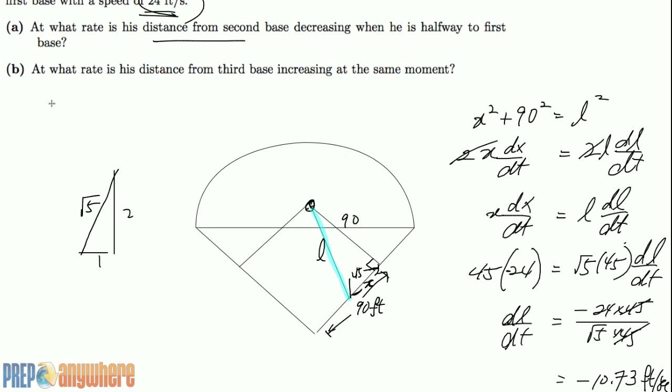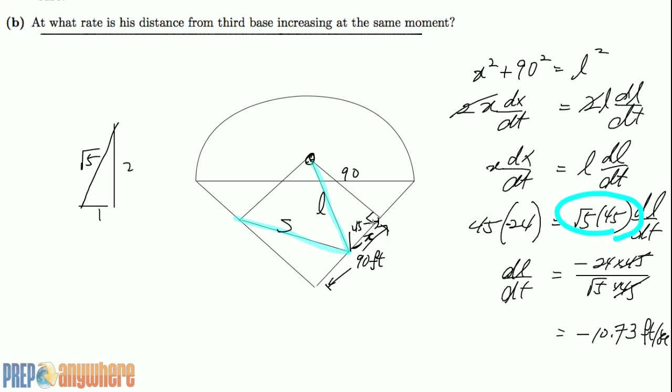At that same moment, part B: at what rate is the distance from third base increasing? So let me draw a line to third base. You can see at this exact moment, this will be the exact same length of 45 times root 5, because it's a square. Let me call this distance S.